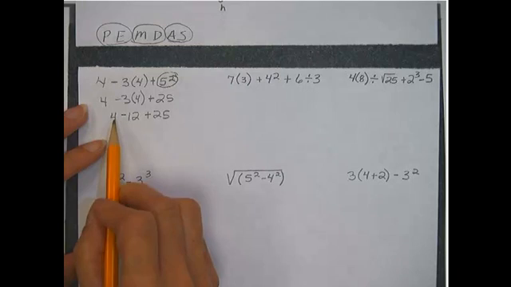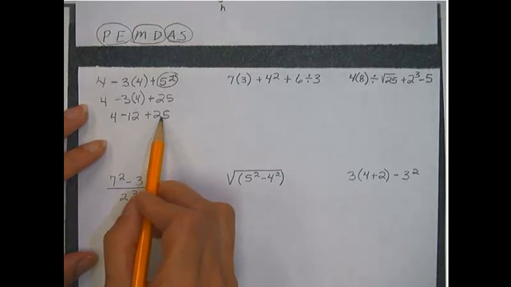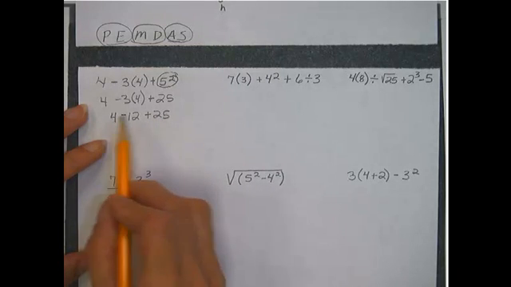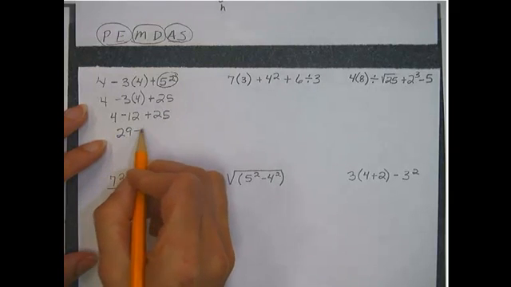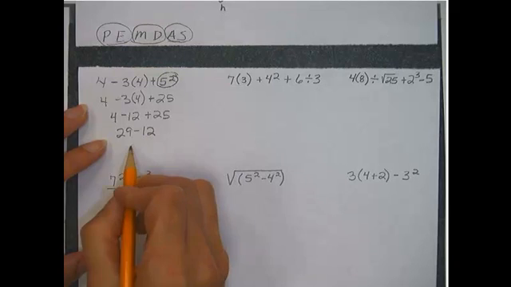Okay, at this point you can go ahead and group your positives if you wanted to. This is a positive 4 grouped with a positive 25, which would give me 29, and then I can just do one subtraction, which is going to give me 17.